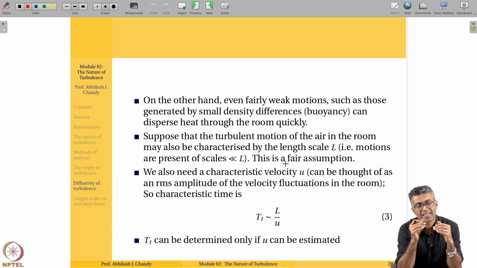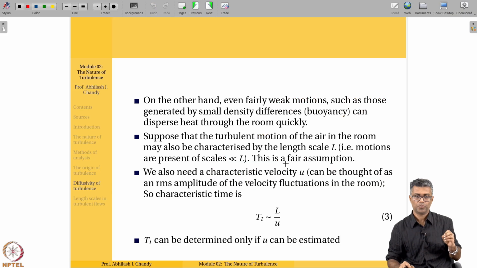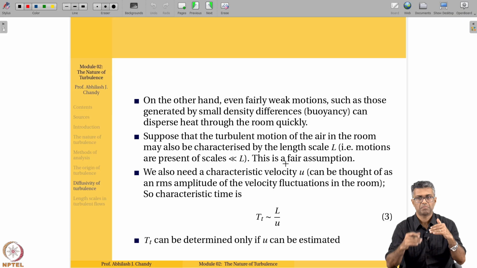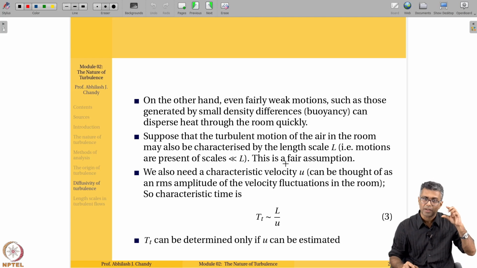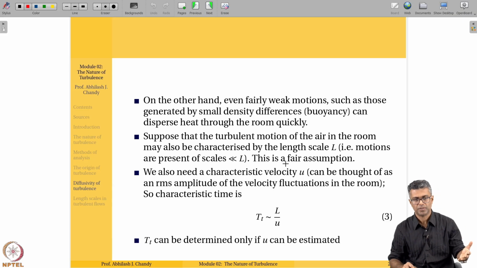Now, let's consider a scenario where there is some airflow, okay? Even fairly weak motions, such as, say, those generated due to small density differences, buoyancy. And there is buoyancy in the room. So even the buoyancy within a room that is approximately of height 5 meters can generate very small density differences. And we'll see how even those small density differences will lead to a little amount of airflow, which can actually disperse the heat much quicker.